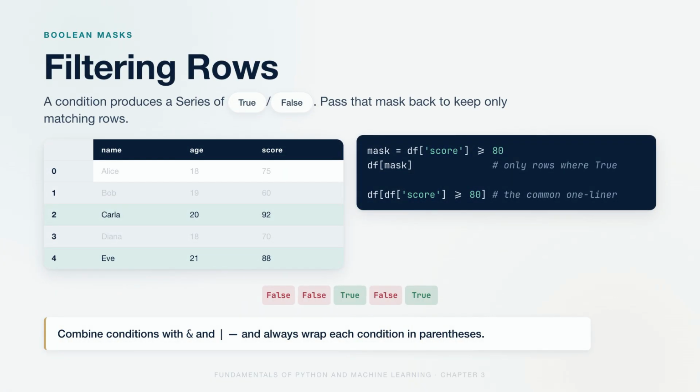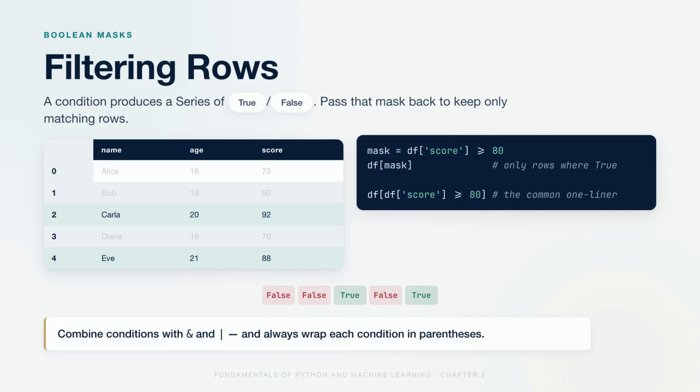Filtering means selecting rows that match a condition. For example, imagine we want to find students with attendance below 70%. We can write df[df['attendance'] < 70]. This returns only the rows where the attendance value is less than 70. This is called Boolean filtering.